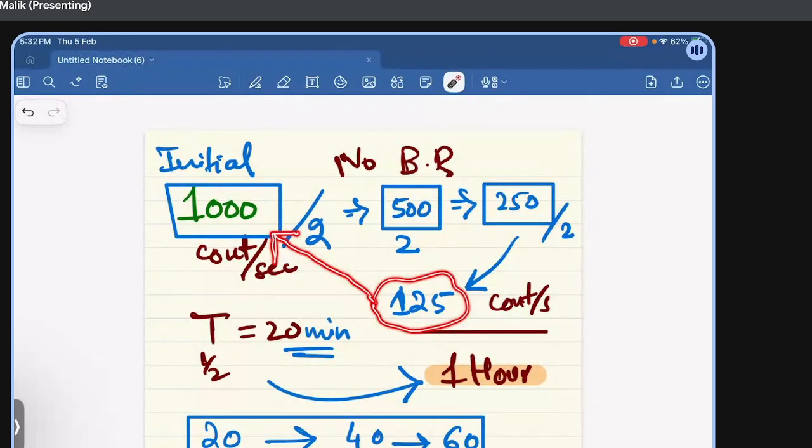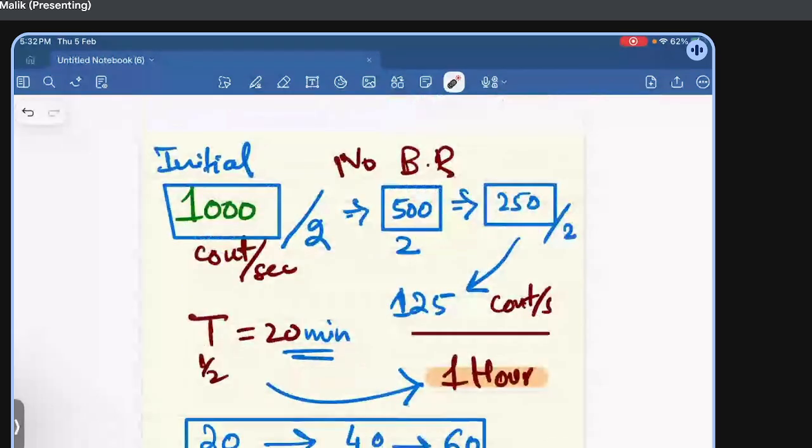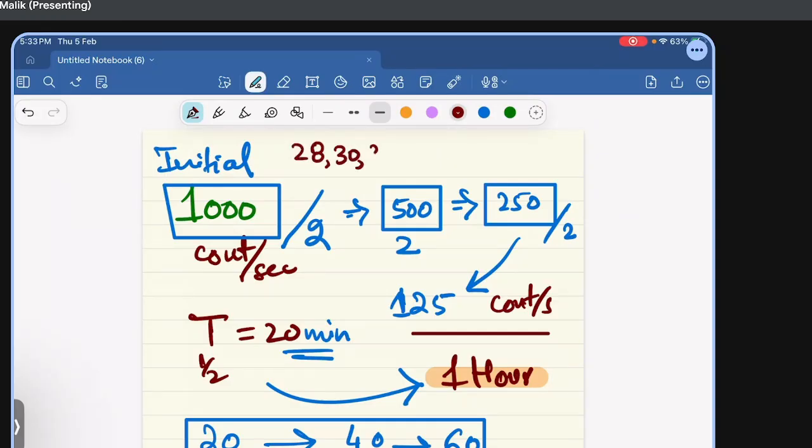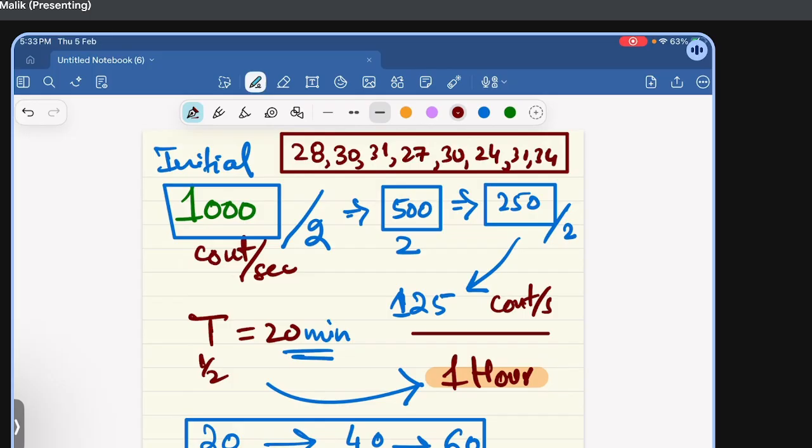Okay, got it? Sometimes it is difficult for you to understand background radiation, so for that I tell you a logic. Suppose Adam turns on the detector, there was no radioactive sample in the room. Adam detects: 28, 30, 31, 27, 30, 24, 30, 34. So how do you know which of these is the exact background radiation? You have to pick only one.